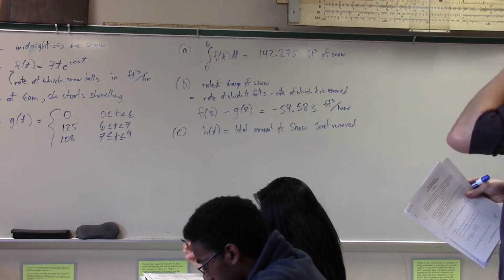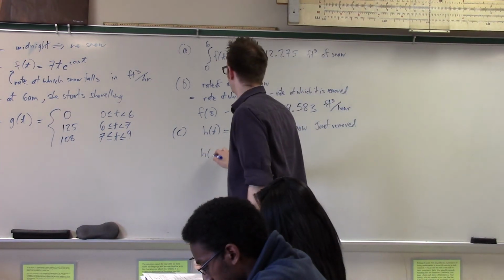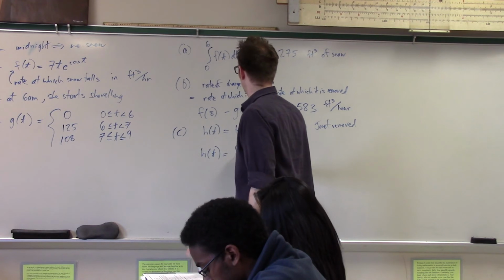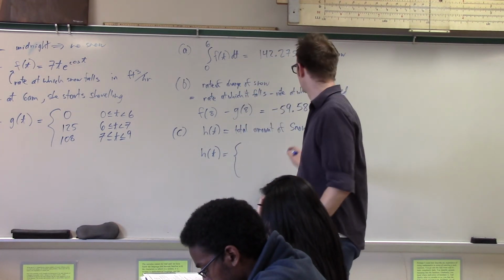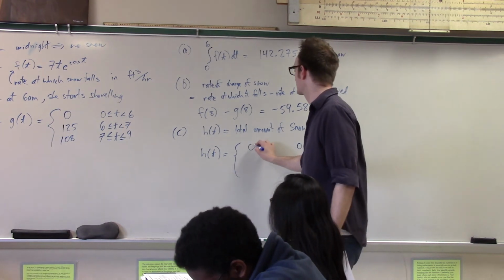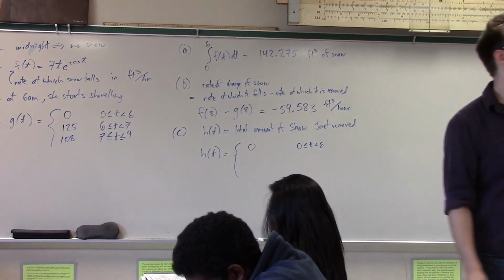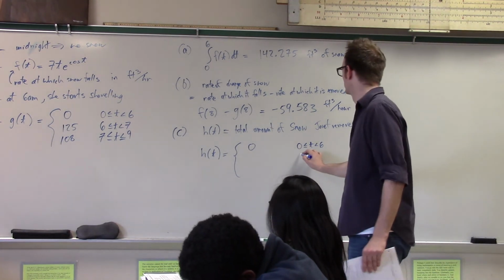I have a guess. Okay. So h of t equals a big bracket. 0 less than or equal to t less than 6 is 0. That is correct, because of course, she's removed no snow between midnight and 6 a.m. And then the next one is 6 less than or equal to t less than 7.